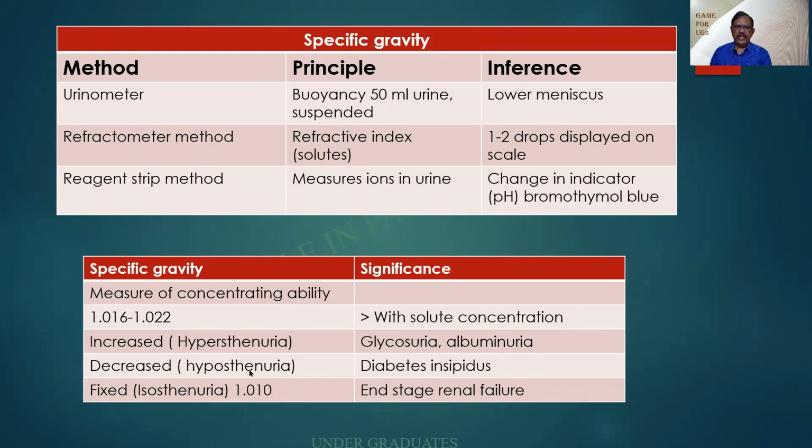Decreased, hyposthenuria, in a case of diabetes insipidus or sometimes in overhydration. Fixed or isosthenuria, which is the end stage renal failure, because the kidney is neither able to concentrate nor able to secrete.